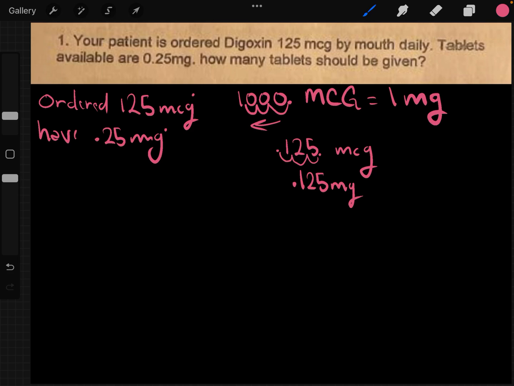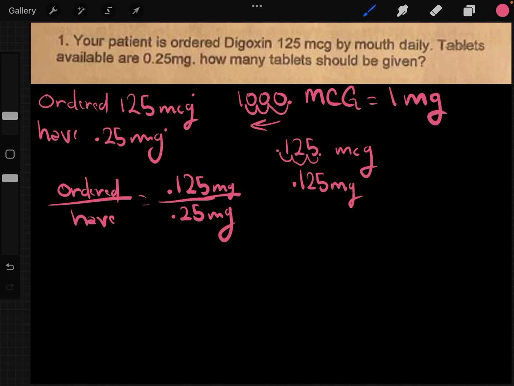Now that we have them in the exact same units, we have to actually do the math part now. So for the math part, we're dividing the ordered amount by what we have. So that translates into 0.125 being divided by 0.25 milligrams for both, same units. So I'm just going to plug that in over here on my calculator. And we are left with 0.5 milligrams.